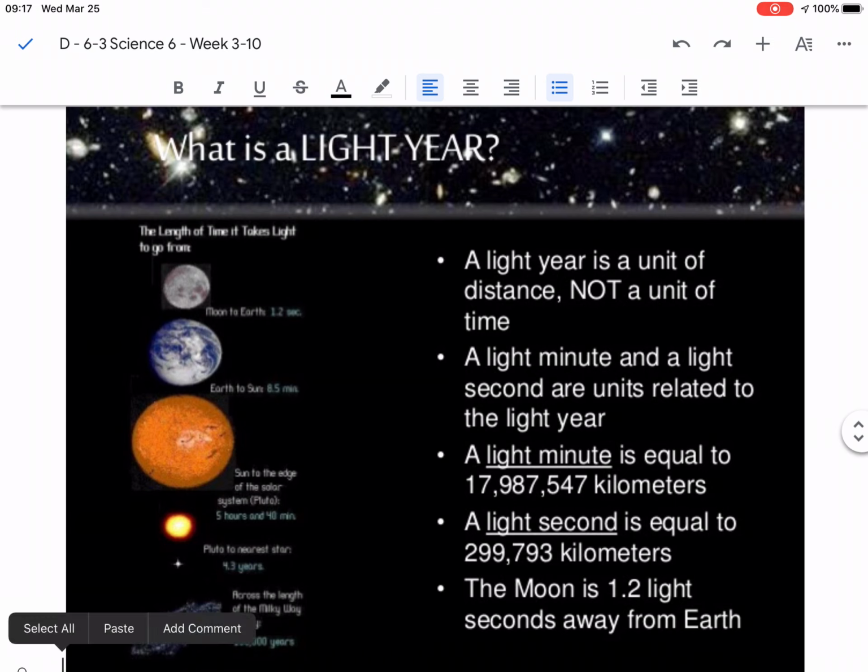Okay, a light minute is the distance light goes in 1 minute, and a light second is the distance light goes in 1 second. Okay, so to get to the moon, it takes light about 1 second. From the sun to the Earth, it takes light about 8 minutes and 26 seconds. That means if the sun blew up today, right now, we wouldn't see it for another 8.5 minutes.